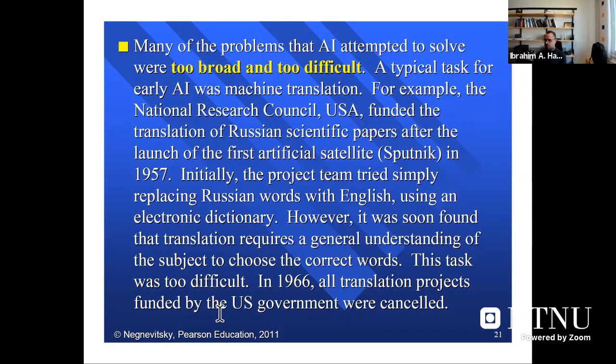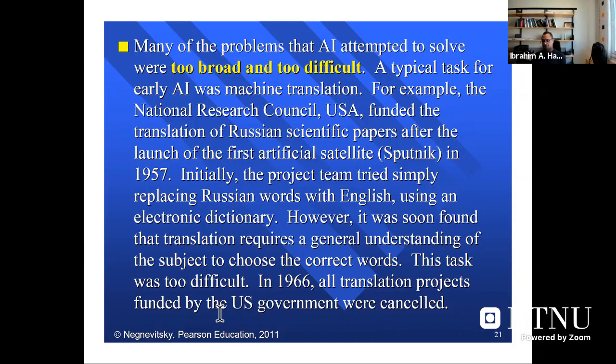So a typical task for early AI was machine translation. For example, they tried to do machine translation in 1950. We have machine translation today, and it's not very accurate, in fact. For example, the National Research Council in the USA funded translation of Russian scientific papers after the launch of the first artificial satellite, Sputnik, in 1957. They wanted to translate all Russian scientific papers into English because they felt that the Russians were ahead and they wanted to know what was going on.